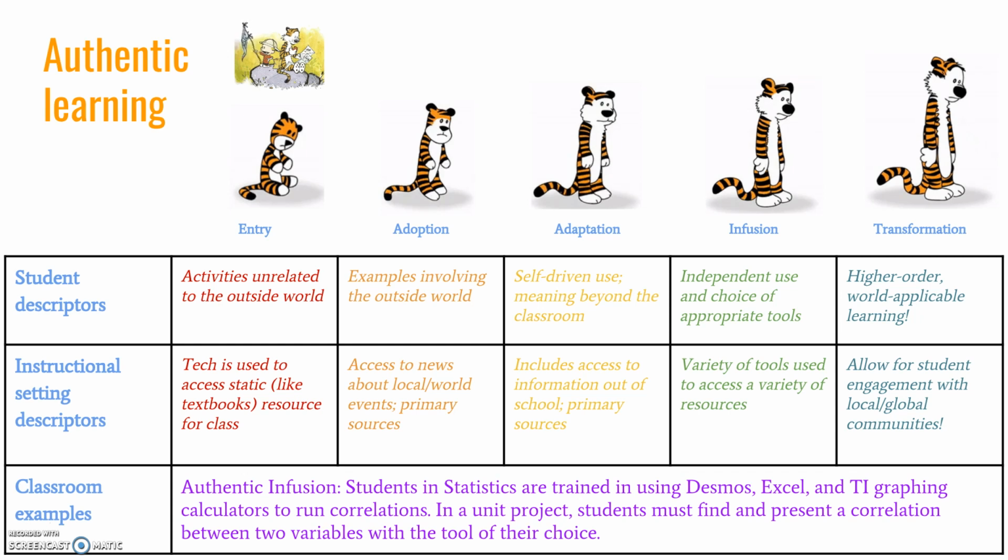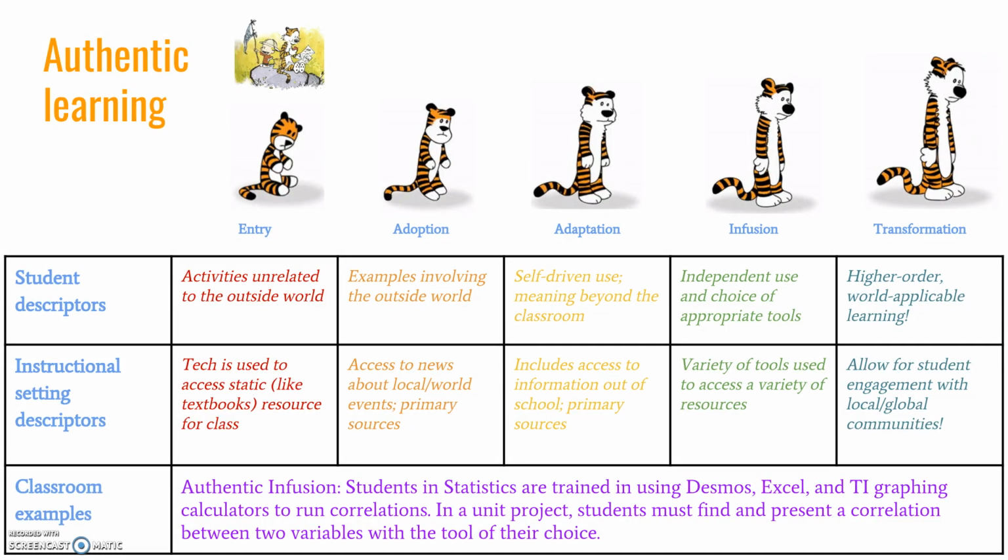At the adoption level, we have some information coming in about the outside world, and maybe we have access to some primary sources. Examples used in class might involve the outside world, but don't necessarily engage with it in an active way. At the adaptation level, students are now using technology at a self-driven pace. For example, the teacher might not say, use this technology to do this, but the students might have a little more choice there. In our instructional setting, now we have access to more information outside of school, and of course still our primary sources.